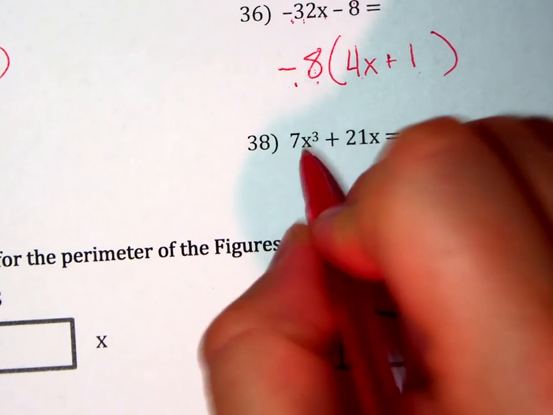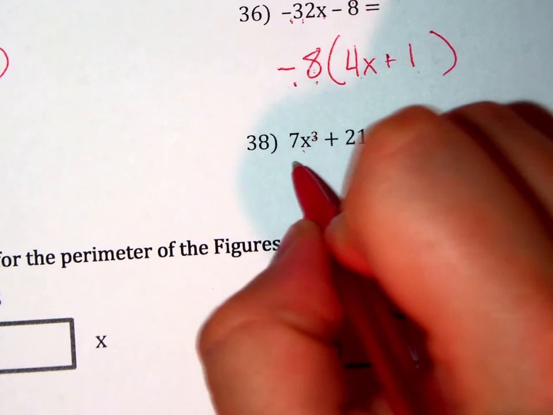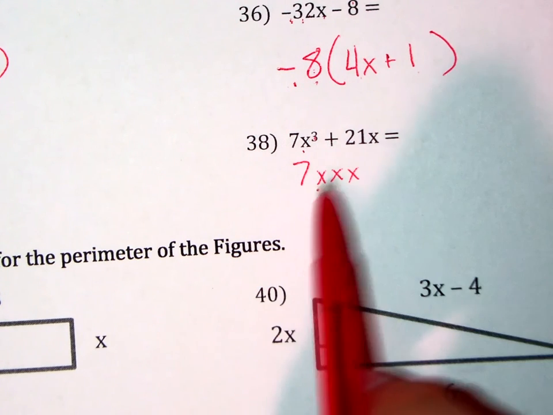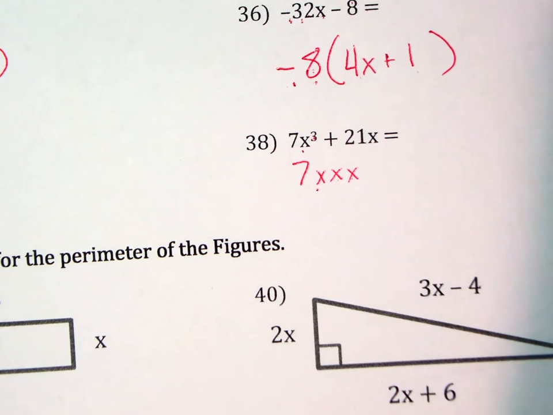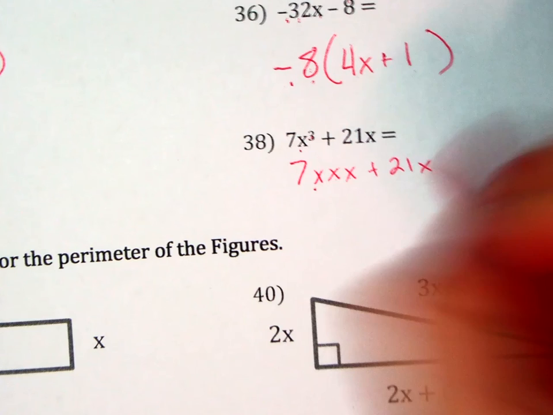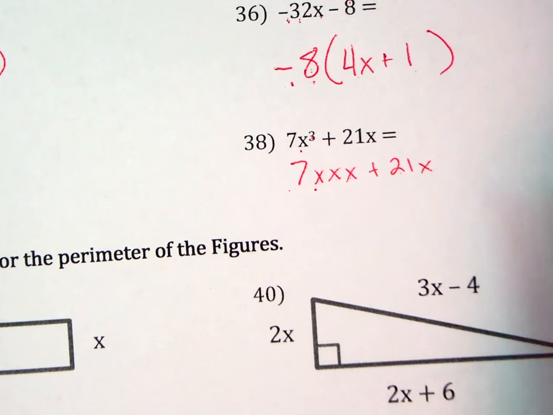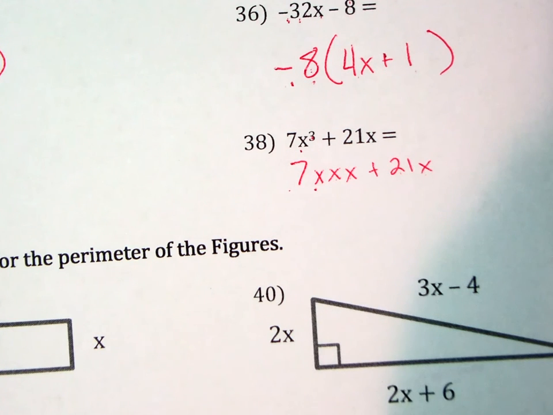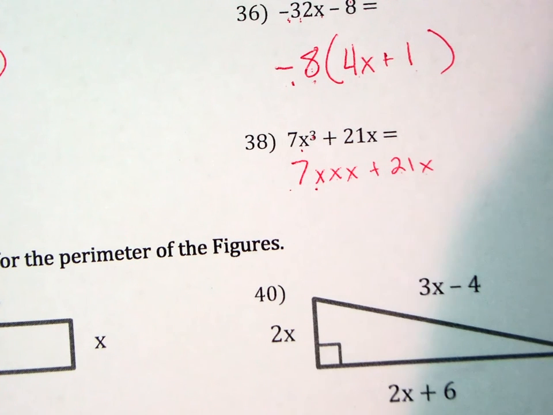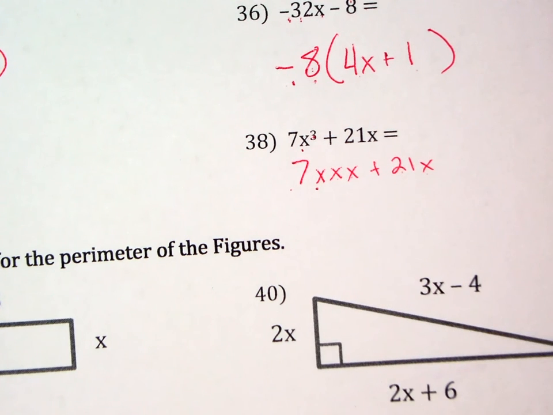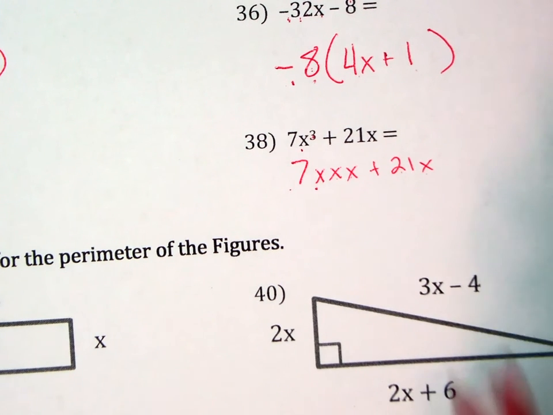Well, here, x to the third is the same as saying 7 times x, x, x. These are all being multiplied together. So 7 times x times x times x plus 21x. And right away I can see 7 goes into 21. I know that one pretty quickly. But then I also can see that I have 3 x's on this side and 1 x on the opposite with my 21 term. And so since I have an x in both terms, I can factor out an x in addition to a numerical value.